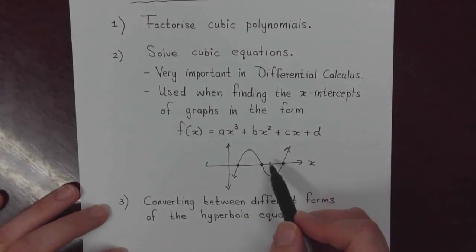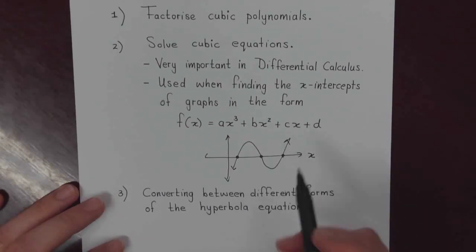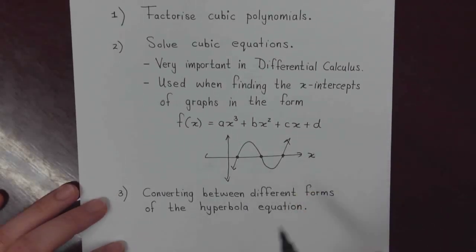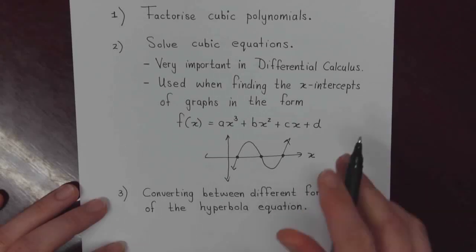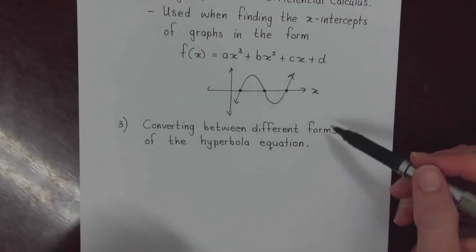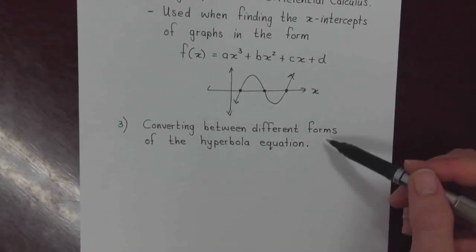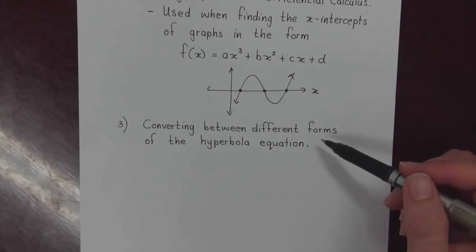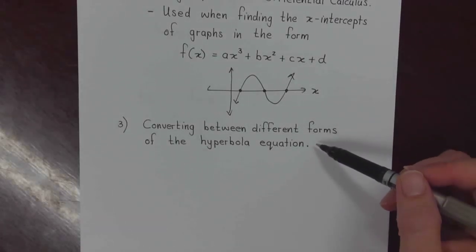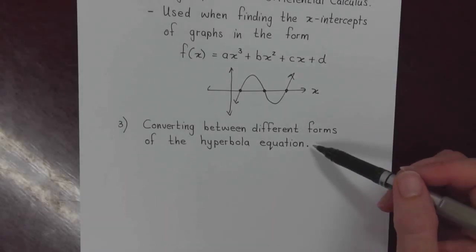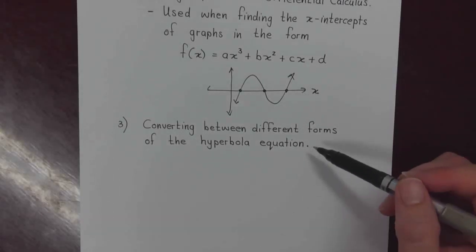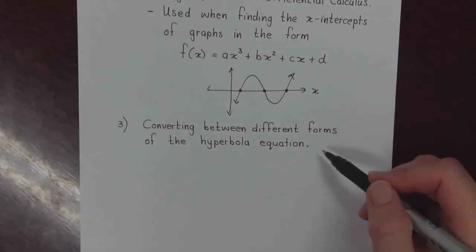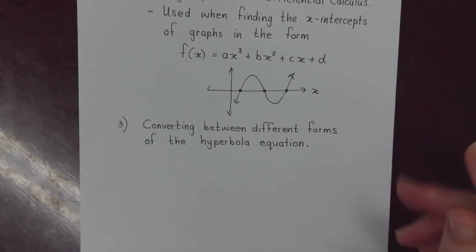So when we are going to draw these graphs later on in the chapter on differential calculus, we need to be able to solve these cubic equations. Now, there's one last little interesting part that is useful. The polynomial division is useful for one specific thing, converting between different forms of a hyperbola equation. Now, this they don't ask often, but they have asked it in matric exams. So I am just going to cover this with you just in case.